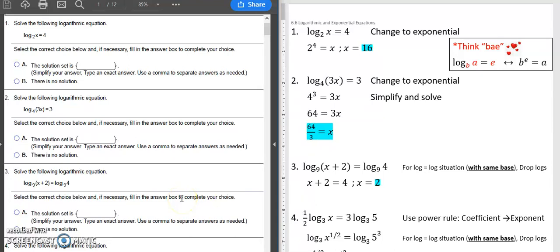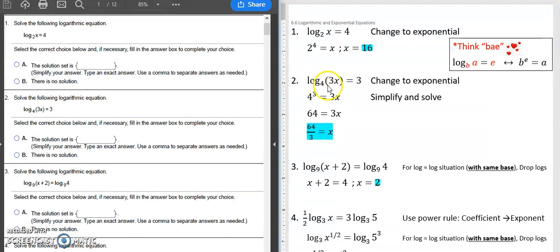Alright, so here is assignment 6.6, logarithmic and exponential equations. Starting with problem number 1, a simple log equation: you have log base 2 of x equals 4. You want to start out by simply changing it to an exponential equation. Remember, think base: it's always log base argument equals exponent, or log base answer equals exponent. And then you change it, you put the base and the exponent together, and that equals the answer. So you'll have 2 raised to the 4th power equals x, and x is 16 after you simplify this exponent here.